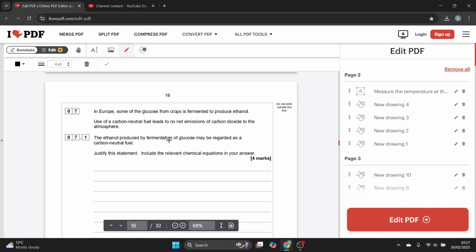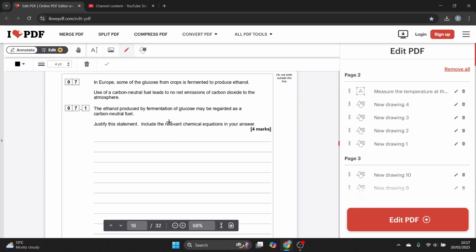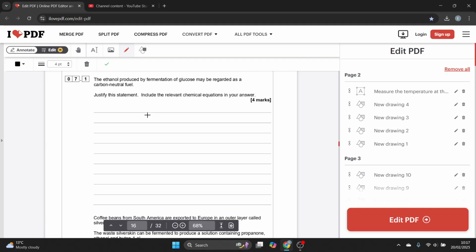In Europe, some of the glucose is fermented. Use of bioethanol is carbon neutral, leading to no net emissions of carbon dioxide to the atmosphere. Justify the statement. Include relevant chemical equations. Answer for 4 marks. It's a very easy question if you just memorize these equations, which you should have. So first one, photosynthesis: 6CO2 plus 6H2O to form C6H12O6 plus 6O2.